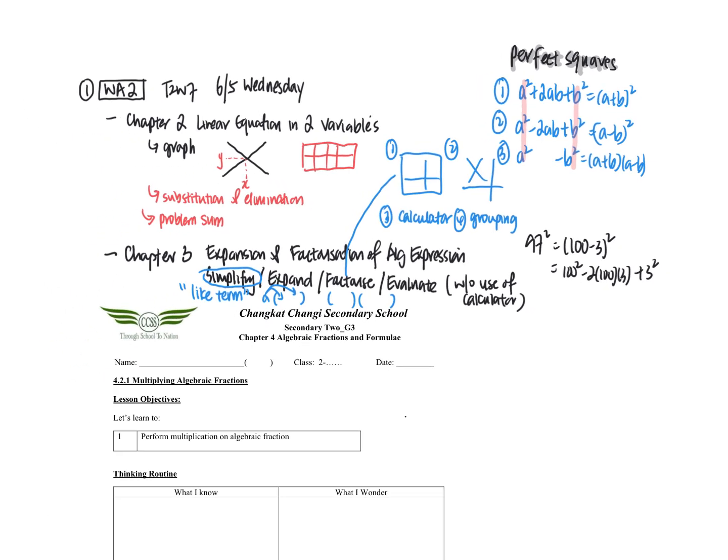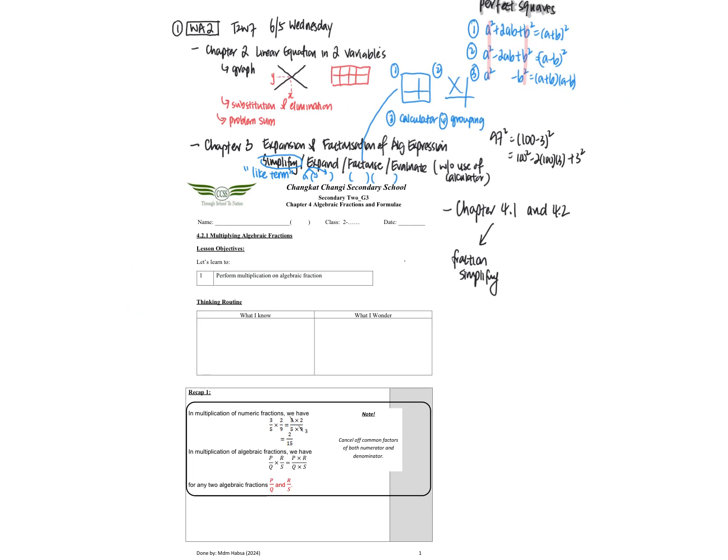And then the last chapter, right? Good news is they are not going to test you the whole chapter. Just 4.1 and 4.2 only. So that means you will likely only have a fraction that you simplify directly, so it's just multiplication and division. And then the second one involves a bit of factorization. That means in the fraction you can factorize and then cancel something out.